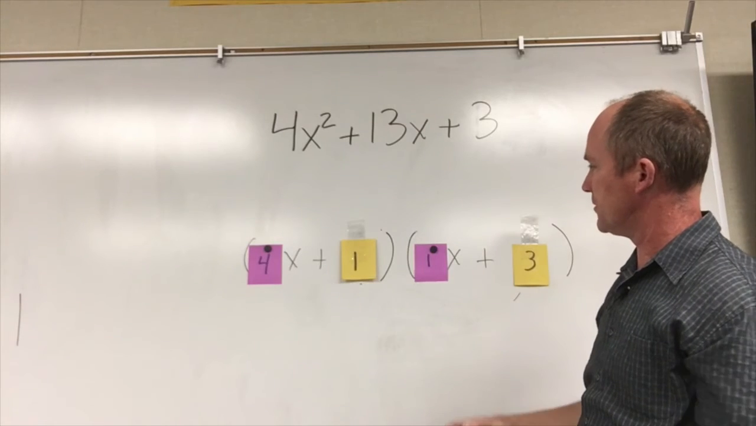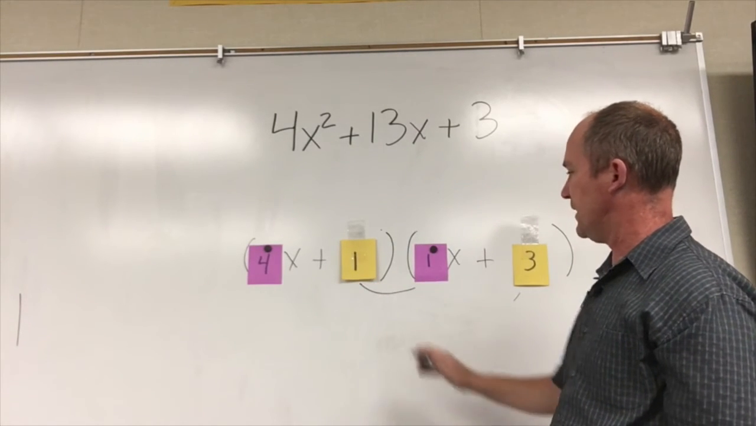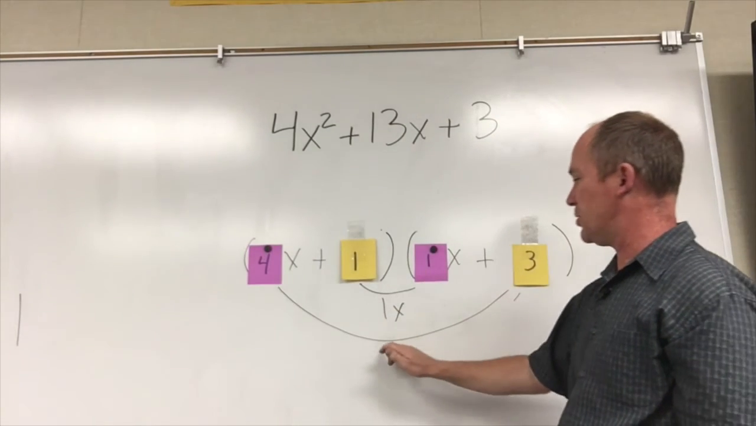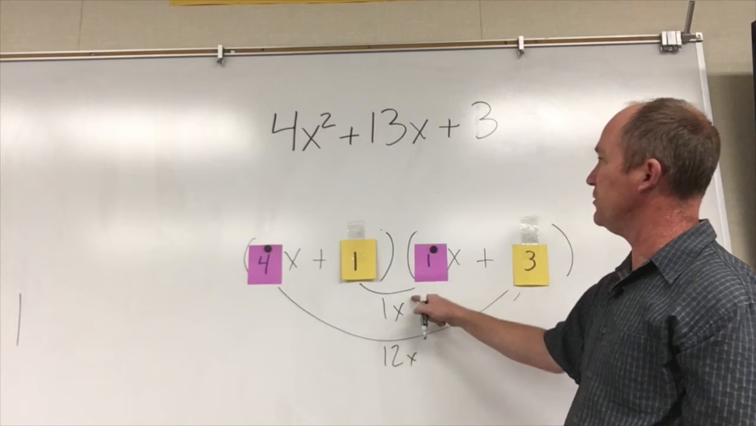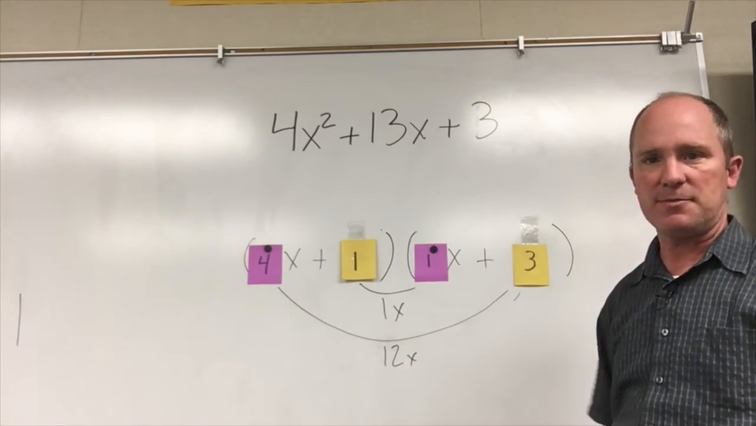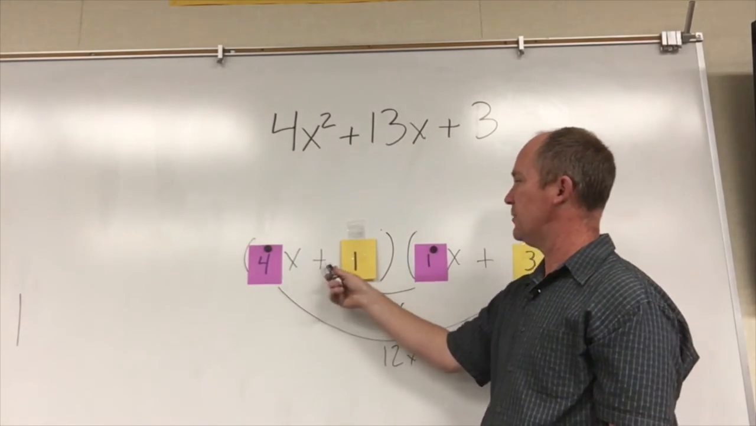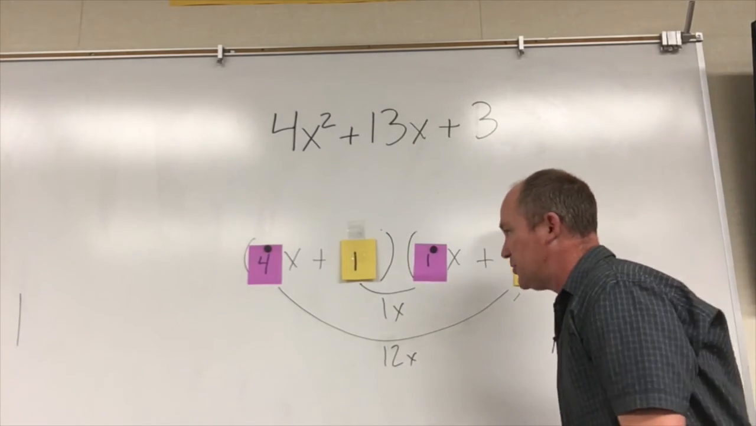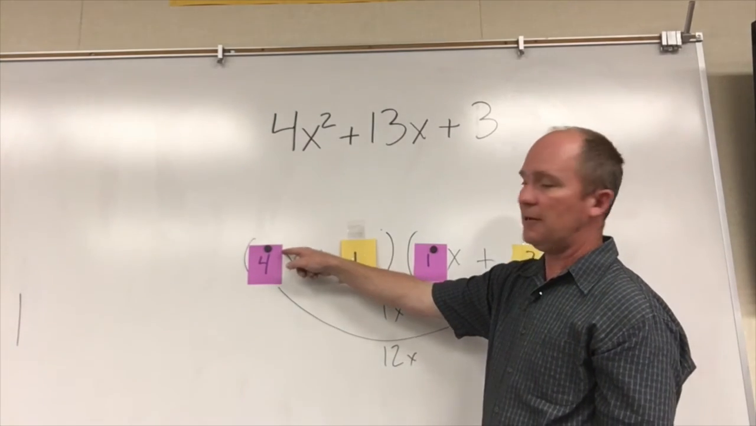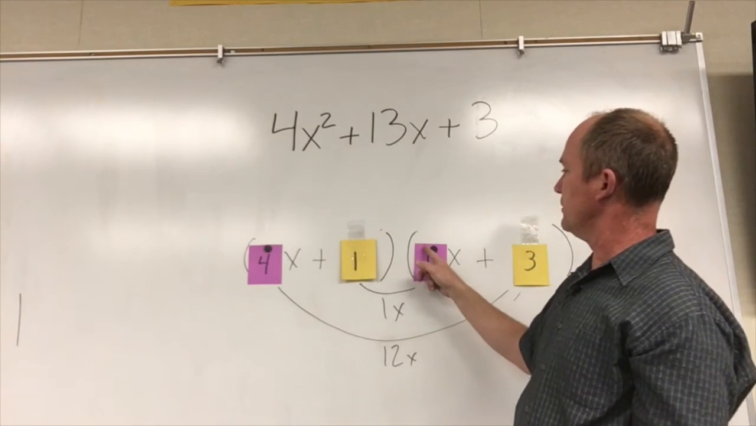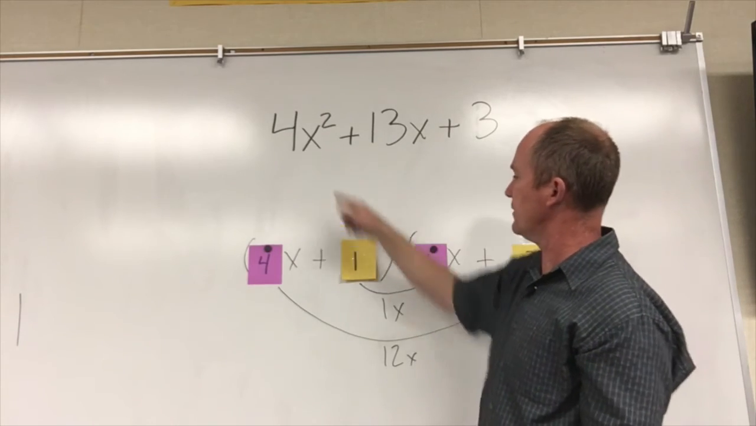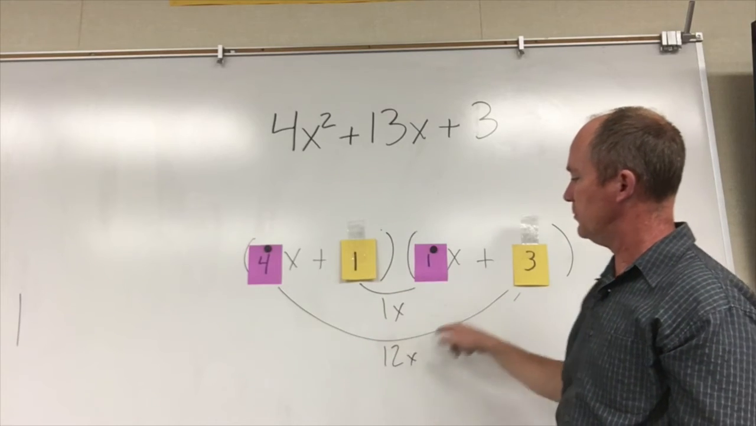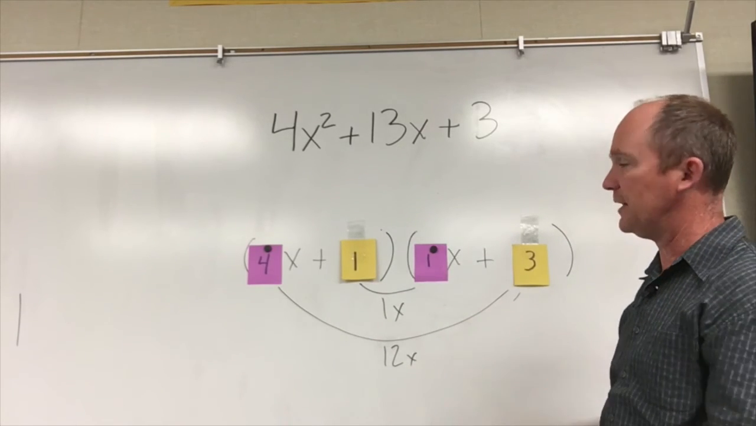Now I take a look at this: 1 times x is going to be 1x, and 4 times 3 is going to be 12x. When I add those together, it comes out to 13, so that must be my answer. So (4x + 1)(1x + 3). If I don't believe it, I can go through FOIL: 4x times 1x is 4x², 1 times 3 is 3, and I know that 1x plus 12x comes out to 13x. That's the only way it's going to work.